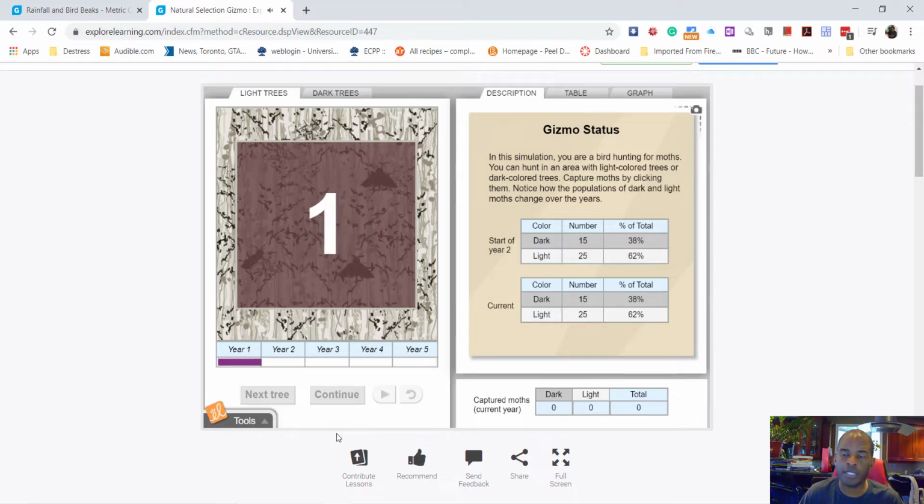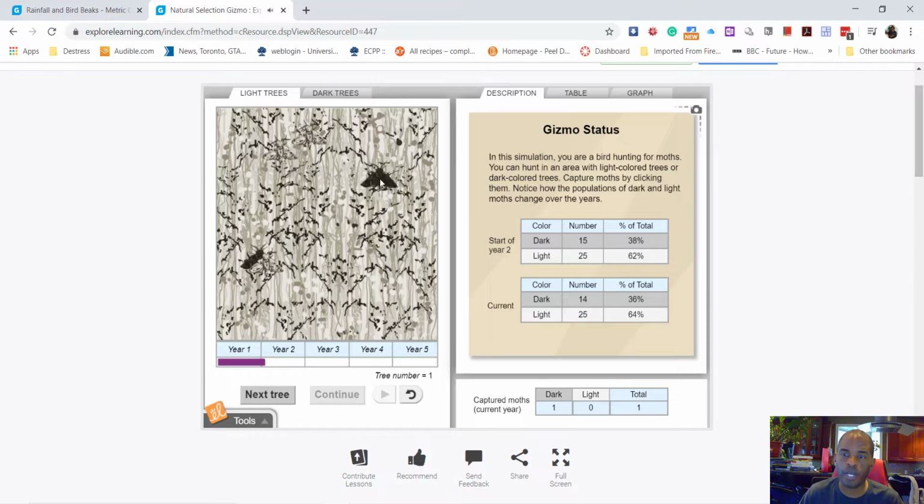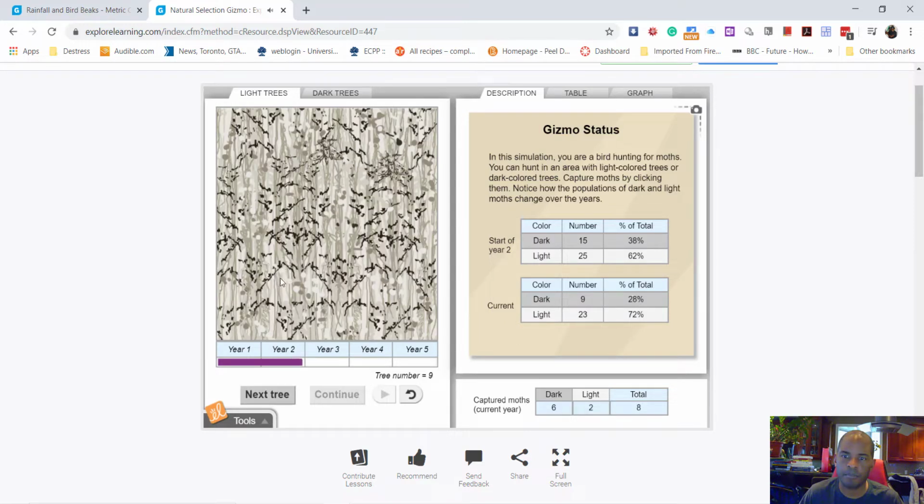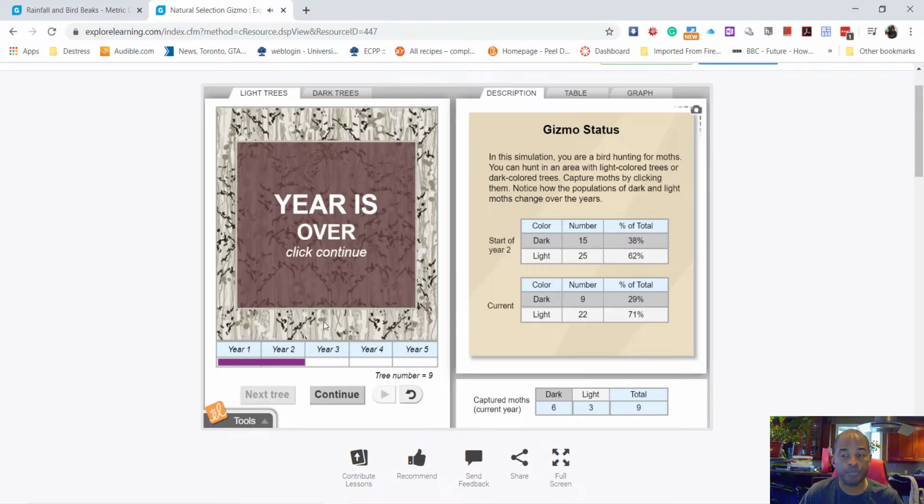What you're doing in this activity is noticing how the frequency of these moths changes. Even though I keep on skipping, there are some moths on these pages that I'm skipping. I just can't see them very well, so I'm just trying to find the dark ones because I can click on them really easily. See there? There. So you're going to continue working through that. You're going to complete this gizmo and answer a few questions, some notes. Okay?